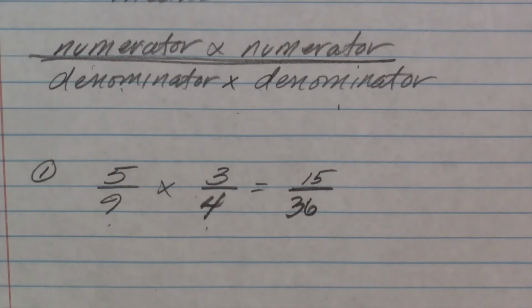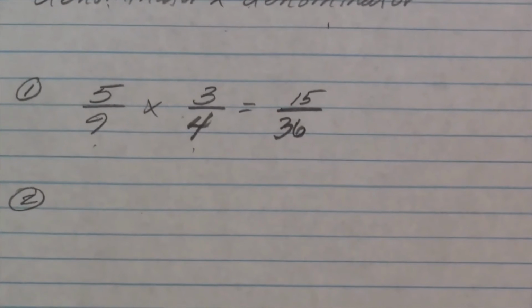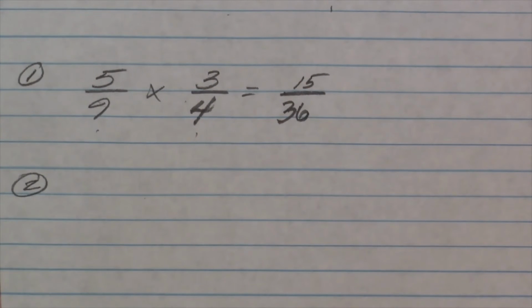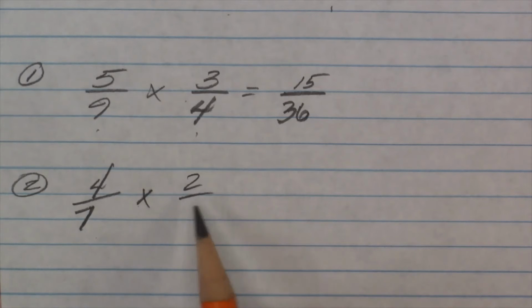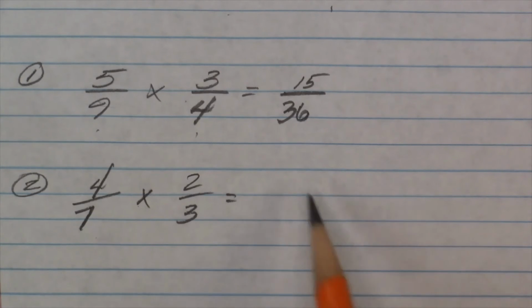Let's do another example, and we'll show you how to simplify at another time, simplifying fractions. All right, example number 2. And as you can see, I'm making it up right now because it's so easy. It's 4 sevenths times 2 thirds. 4 times 2 is 8.